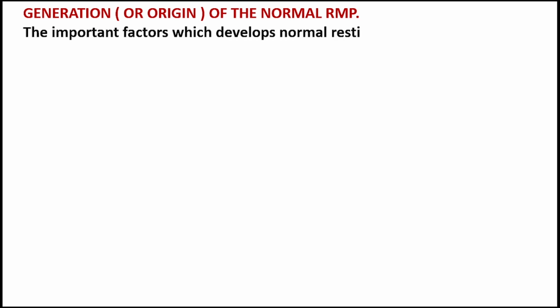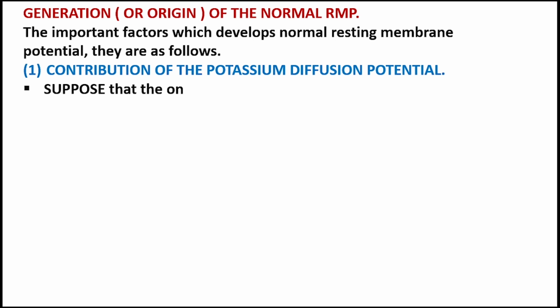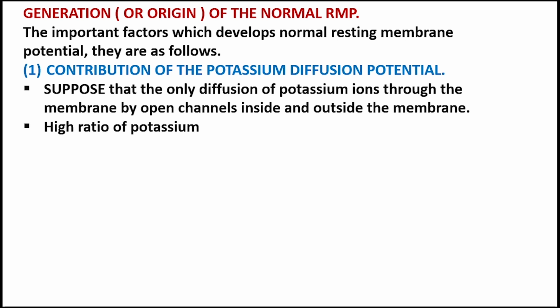Generation, or origin, of the normal RMP. The important factors which develop the normal resting membrane potential are as follows. First, contribution of the potassium diffusion potential. Suppose that the only diffusion is of potassium ions through the membrane by open channels. The ratio of potassium ions inside to outside is high, 35:1.